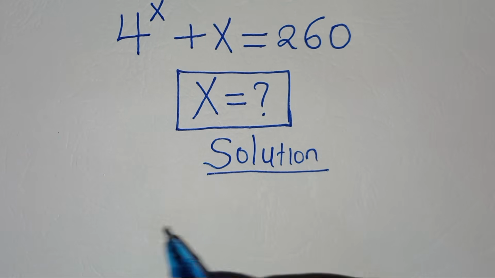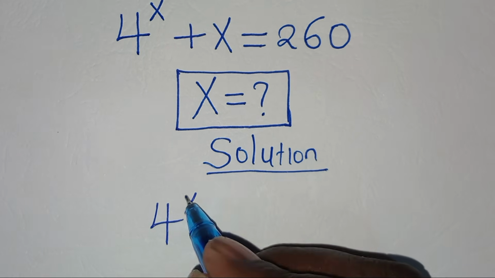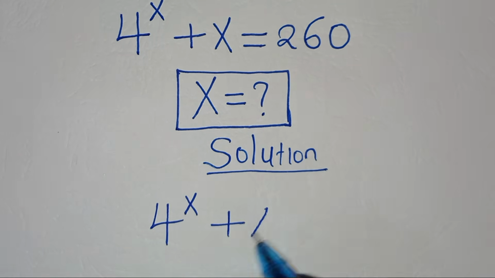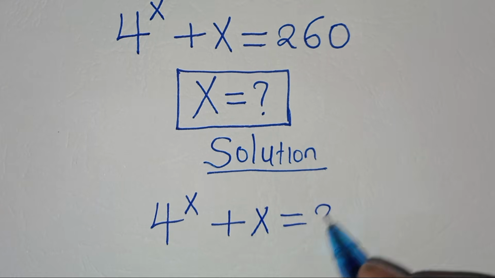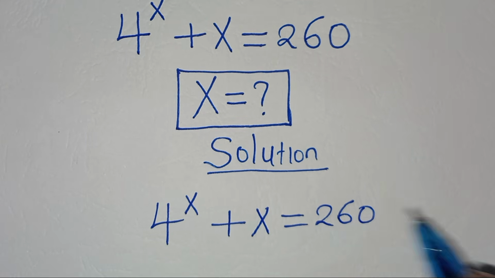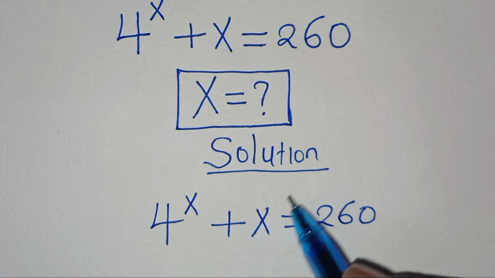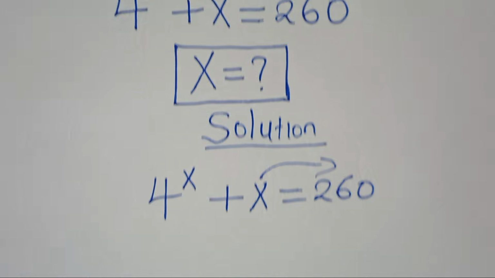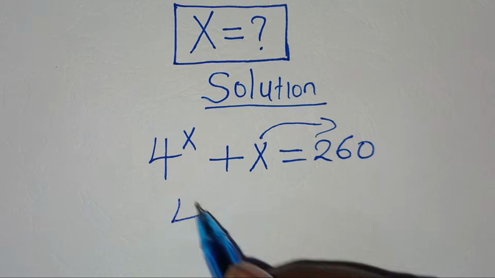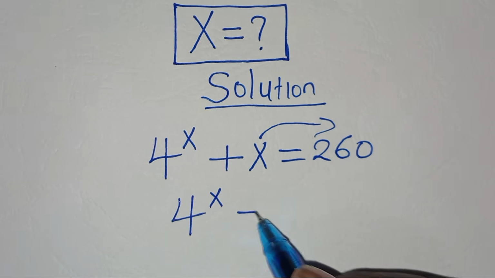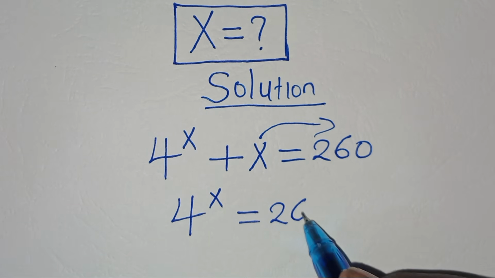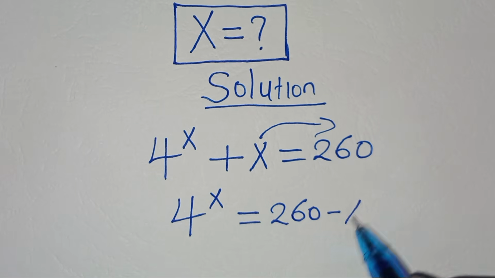So we have 4 raised to the power of x plus x, this is equal to 260. The first step is to take x on the right hand side, so that now here we have 4 to the power of x, this is equal to 260 minus x.